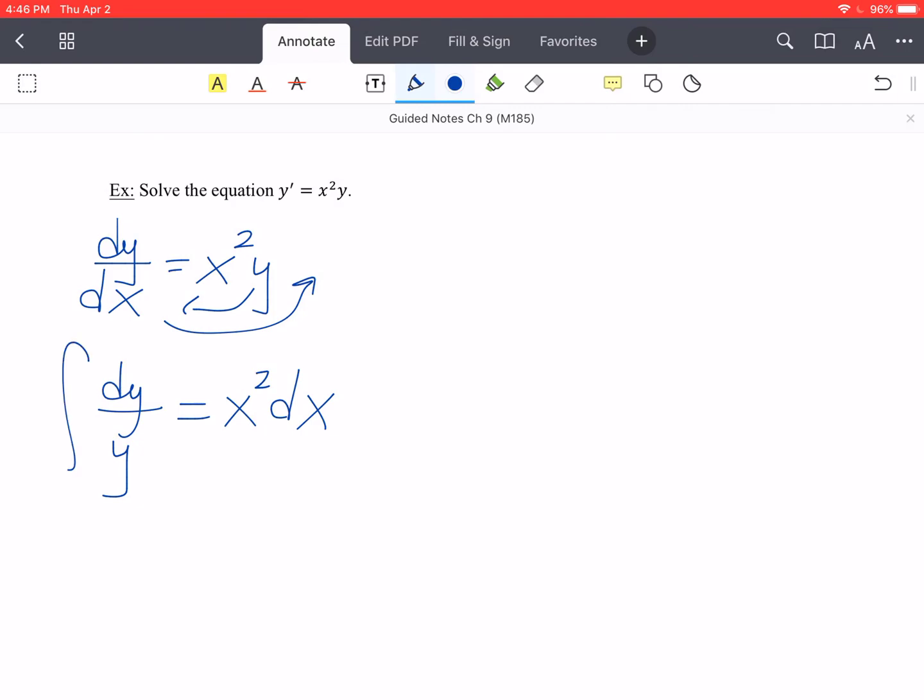And now we integrate. Okay, so on the left-hand side, integral of 1 over y dy, that's going to be ln of absolute value of y. And then on the right-hand side, we have 1/3 x cubed plus c. Now this one is defined implicitly, but we can define it explicitly.